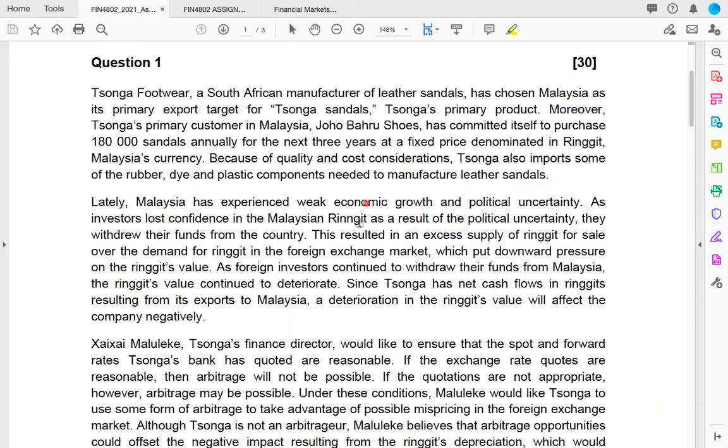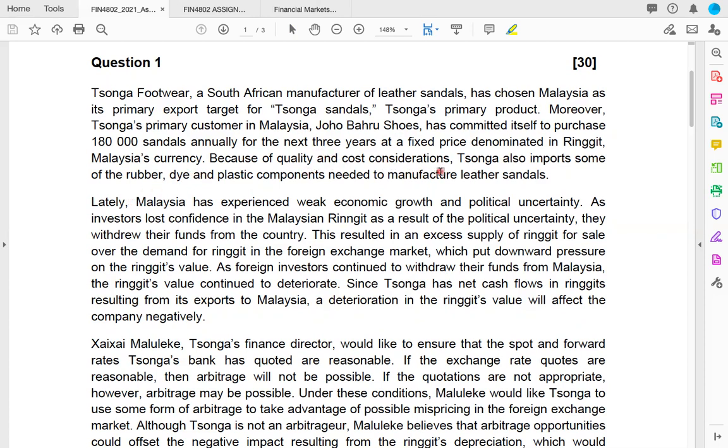The case study says, Tsonga Footwear, South African. I'm just going to be highlighting some important things here. A South African manufacturer of leather sandals has chosen Malaysia as the primary export target for their sandals. Tsonga's primary customer in Malaysia, Johor Bahru Shoes, has committed itself to purchase 180,000 sandals annually for the next 3 years at a fixed price denominated in Malaysian ringgit, which is Malaysia's currency.